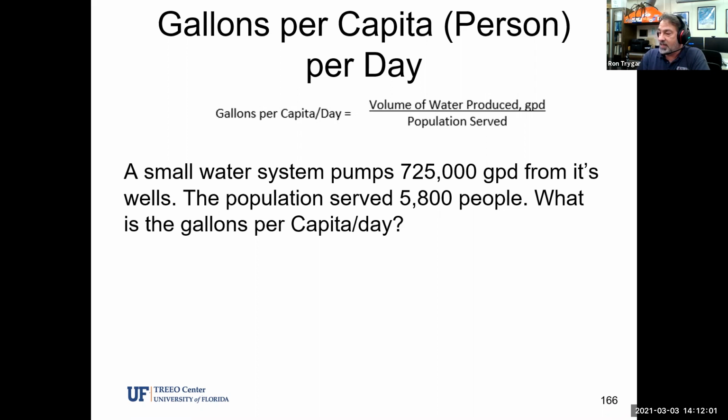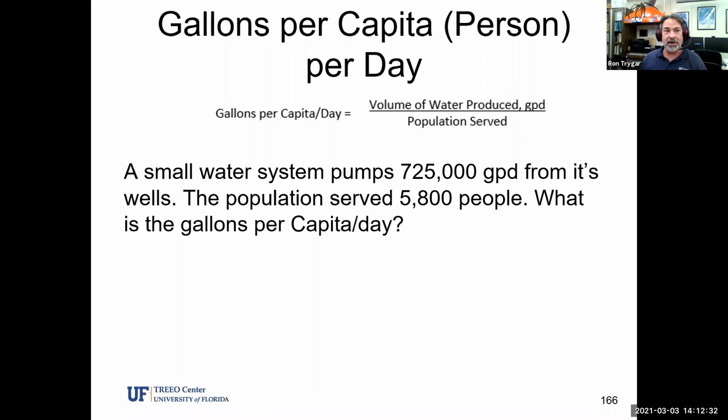But we have an example here. It says a small water system pumps 725,000 gallons per day from its wells, the groundwater wells. The population served is 5,800 people. What is the gallons per capita per day? So this sounds a lot like the town that I live in, as far as how many gallons are pumped, and the amount of people that we have in our small town is around 5,800 people. So we're going to put the numbers in just as you see.